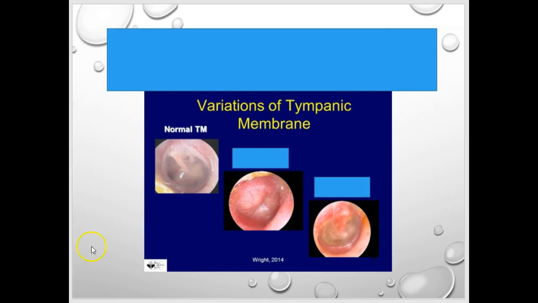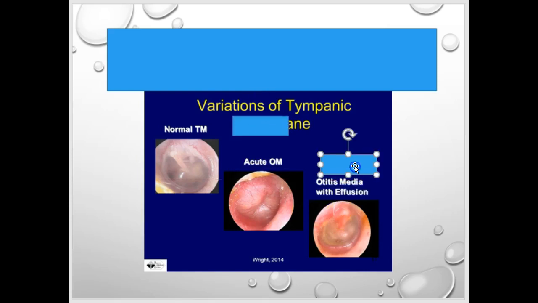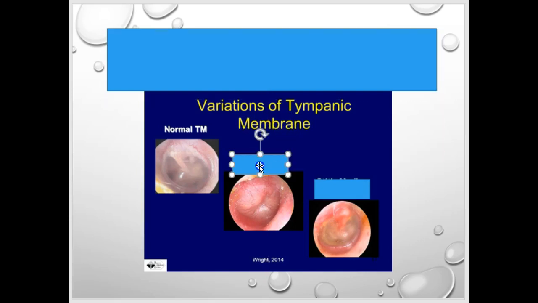Bread and butter stuff. Here's a normal tympanic membrane. You're like, I got that, right? You can see the cone of light, etc. Nice definition in it. And both of these, you got it. Acute otitis media. And we've got an effusion with this one that you can see, and the one on the left is acute. You know those well.